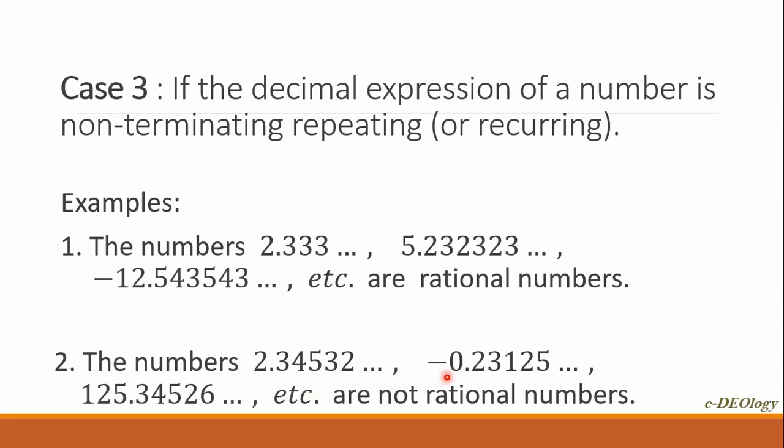Another example is negative 0.23125 ... It is non-terminating, but there is no pattern of repetition of the decimal, so this is not a rational number. Another example is here, 125.34526 ... So this is continuous, and also there is no pattern of repetition, so this is an example of not rational number.